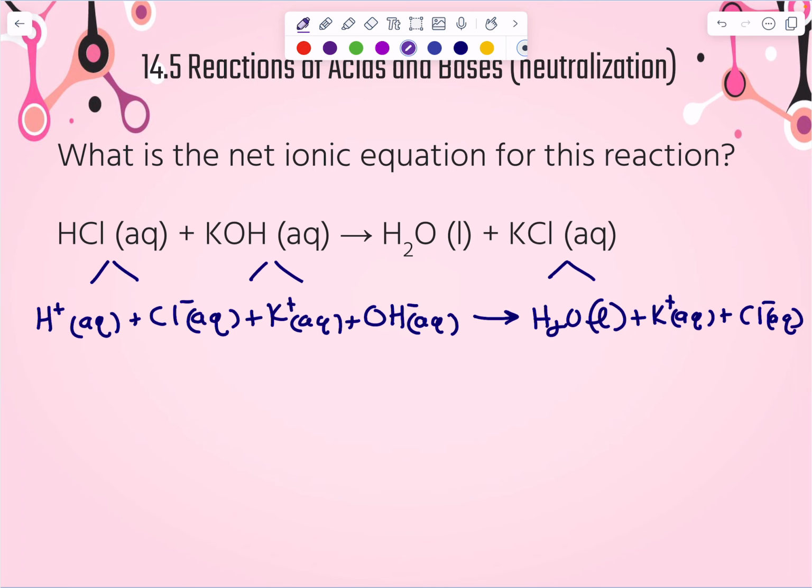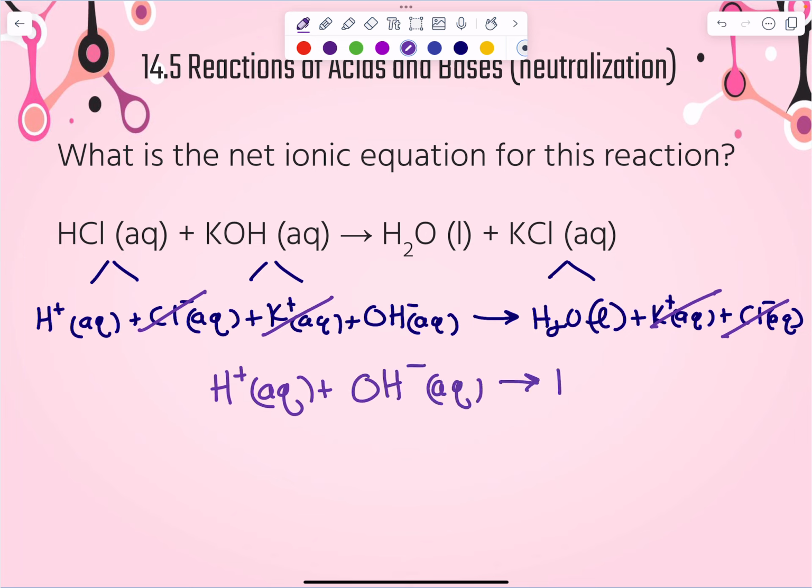And that means that I can look for these spectator ions. The spectator ions are the ones that are the same. They're aqueous on both sides and they cancel out. So what is left over is H plus aqueous plus OH minus aqueous yields H2O liquid. But that makes sense, right? I know that an acid-base neutralization reaction neutralizes the acid and the base and therefore makes the neutral compound, which we know as water.